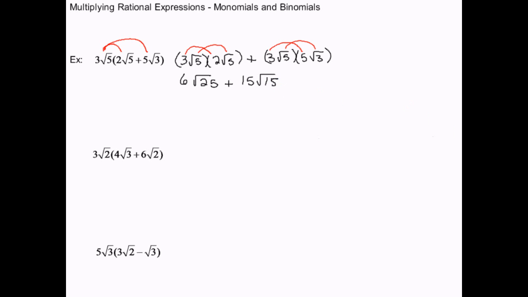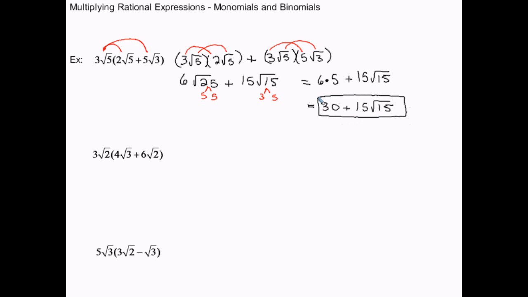We want to see if we can simplify each of these. Well, 25 is a perfect square. So this is going to give me 6 times 5 plus 15 times the square root of 15. The reason I didn't simplify this is 15 is 3 times 5, nothing matches. So this is going to give me 30 plus 15 times the square root of 15. And that's as far as I can go because I can't add these. They're not like terms.